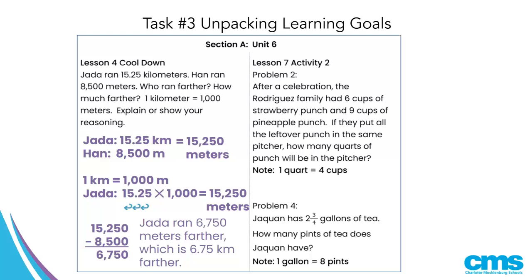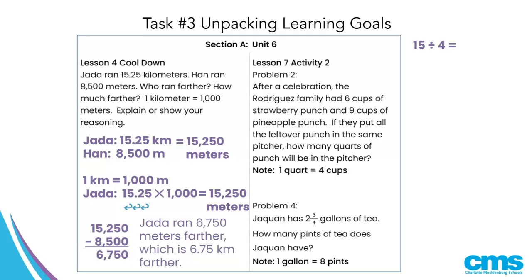Our second problem is from Lesson 7. I only chose 2 of the 4 problems, Problems 2 and 4, to highlight an important idea in this section. In the first problem, the Rodriguez family had 6 cups of one kind of punch and 9 cups of another kind of punch. The question asks about how many quarts that is. We are given that 1 quart is equal to 4 cups. So we are moving from the smaller unit cups to the larger unit quarts. Since we are converting from a smaller unit to a larger one, we will have fewer of that unit, which means that we divide. 15 divided by 4.